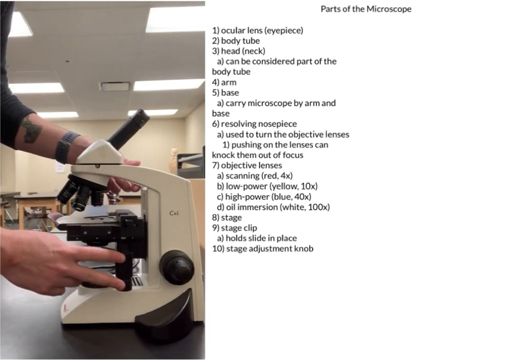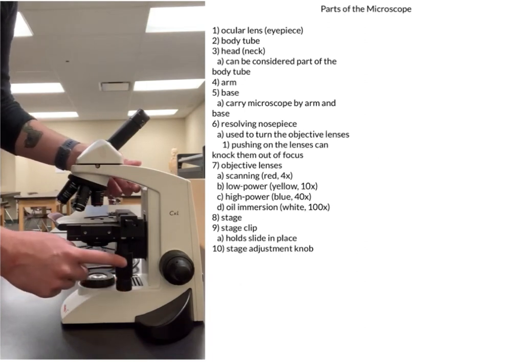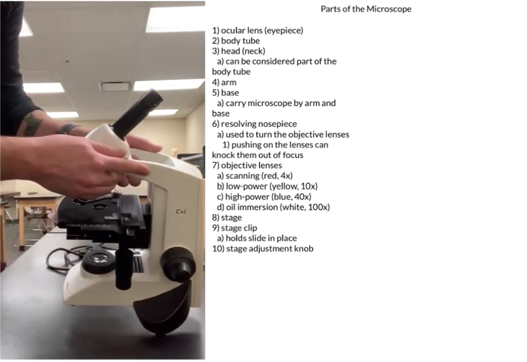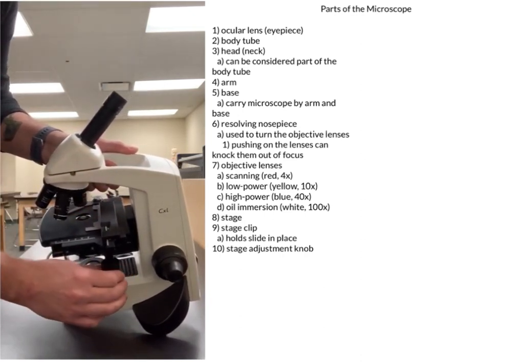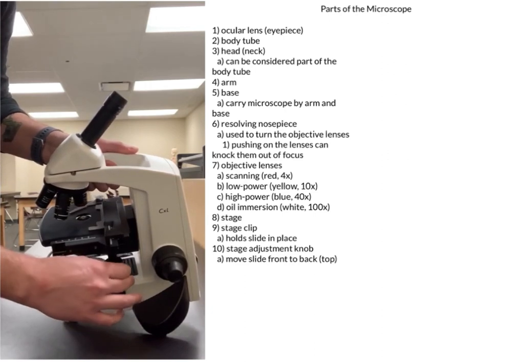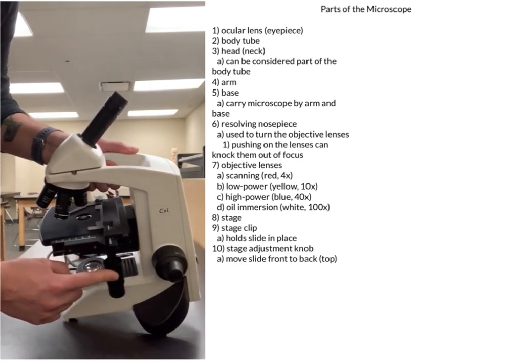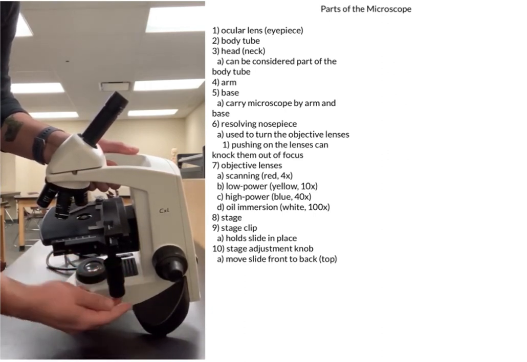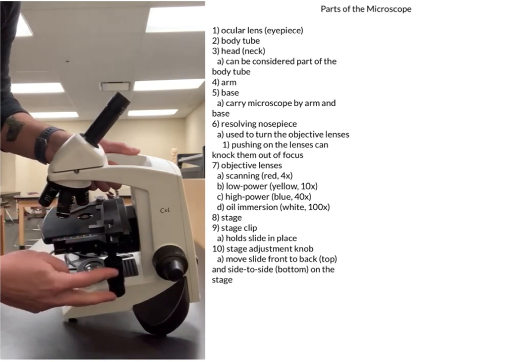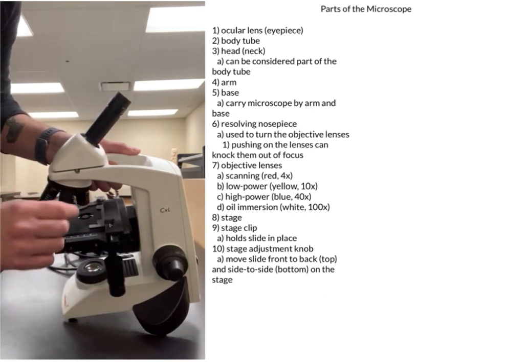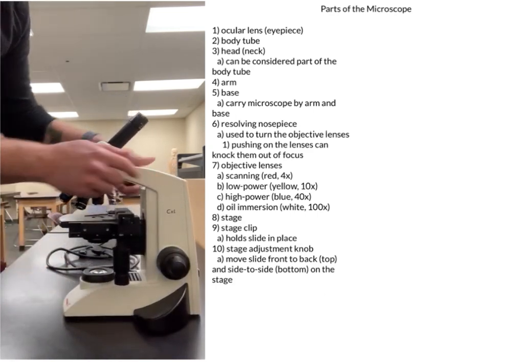So there's 2 components to the stage adjustment knobs. If we just kind of look at our stage control here, we can move that front to back using the top of the stage adjustment knob. And if we use the bottom, we can move it side to side. So after we lock our slide in place, we can use these to move them around so we're not physically trying to move them on the slide.